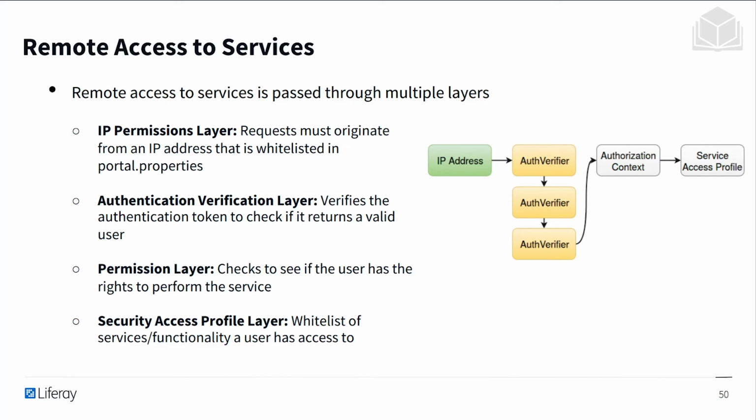After you get past that stage, you can look at the permission layer, and you can check to see if the user has rights to perform the service. And then you have the security access profile layer. This is a whitelist of services and functionality a user has access to.